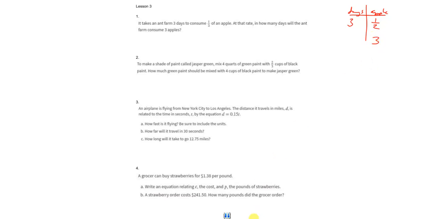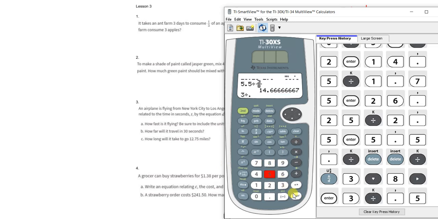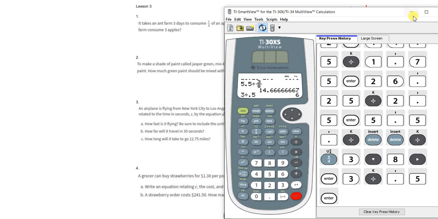Well, first of all, we've got to find the rate at which they are eating apples right now. So we've got to do 3 divided by half, or vice versa, whichever way you want to think about that. So I'm going to do 3 divided by 0.5, and that tells me the relationship here is 6. So I know that I can multiply this number on the right by 6 to get the number on the left, because it's smaller. Half is smaller than 3. So that means that it would take them 18 days. 18 days to finish off that apple.